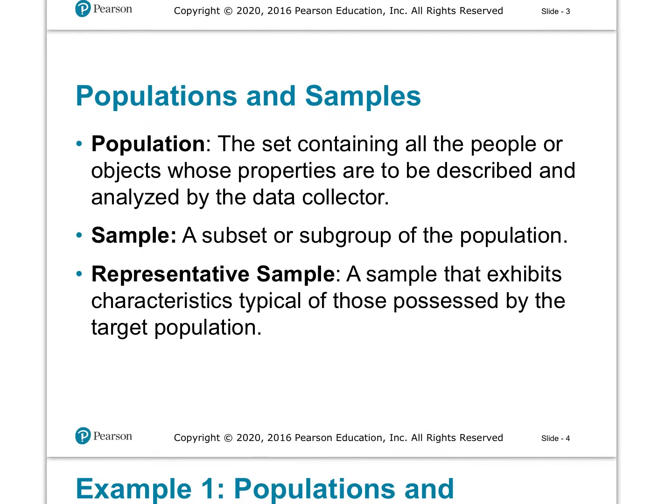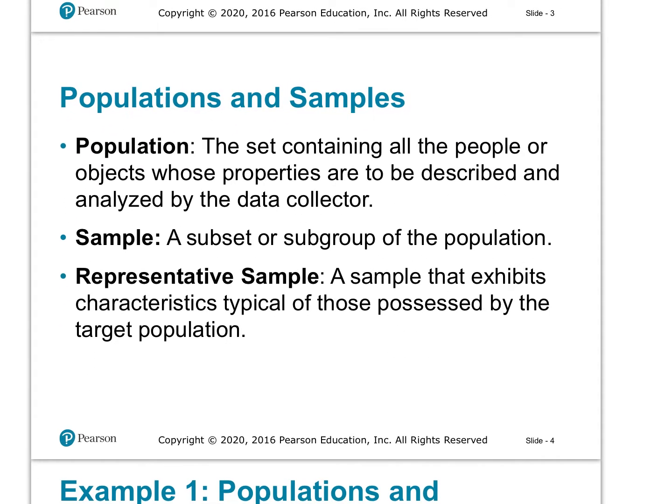All right, populations and samples. Population is the set containing all the people or objects whose properties are to be described and analyzed by the data collector. Sample is your subset or subgroup of your population. I'm having a hard time saying words today. Representative sample is a sample that exhibits characteristics typical of those possessed by the target population.